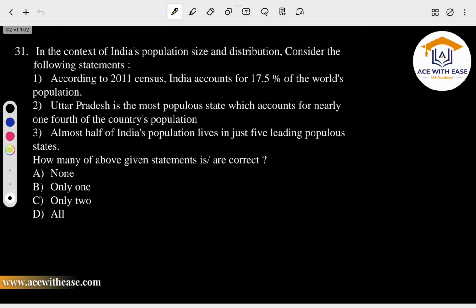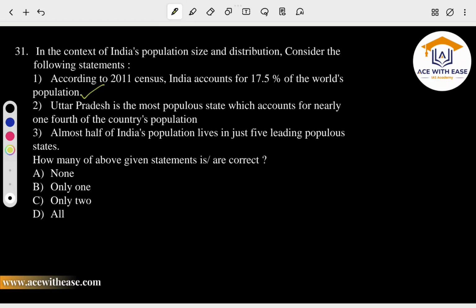31. In the context of Indian population size and distribution, consider the following statements. According to the 2011 census, India accounts for 17.5% of the world's population. Yes, this is a correct statement. We accounted for about 17.5% of the world's population, and right now, in recent estimates, around 18.5 to 19% of the world population resides in India.